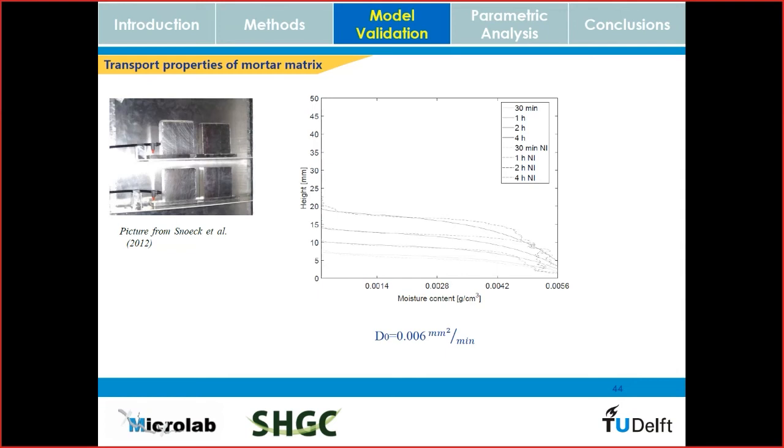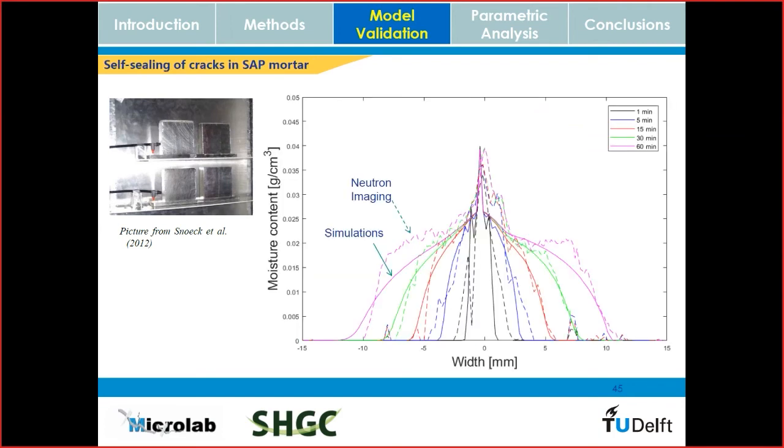And this is an example of how you don't only use modeling to simulate a certain experiment, but also you can use it to find properties that otherwise will be difficult to measure, or in some cases even not possible. So finally, this is the comparison between the experiments and the simulations of self-sealing. So maybe you're not familiar with the experiment. Basically, Snook monitored in 2D the water penetration on a crack sample with superabsorbent polymers. So we can compare the simulation results and the experimental results, and they're actually quite close, which is nice.